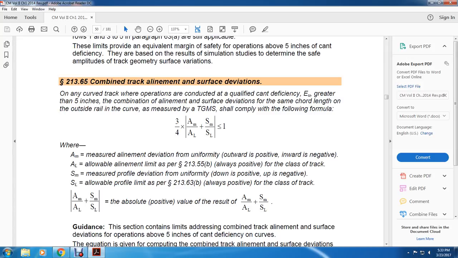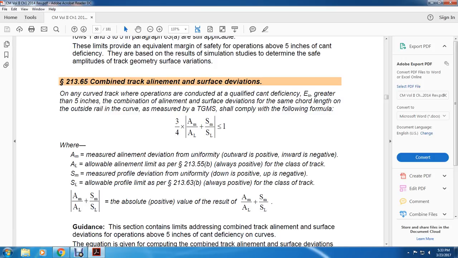3/4 inch times AM, the measured alignment deviation uniform, outside positive, inward negative, over the allowed alignment limit, section 213.55B, always positive for the class of track, plus SM, the measured profile deviation uniform, down positive, up negative, over the allowable profile limit, section 213.63B, always positive for the class of track. The absolute value should be less than 1.